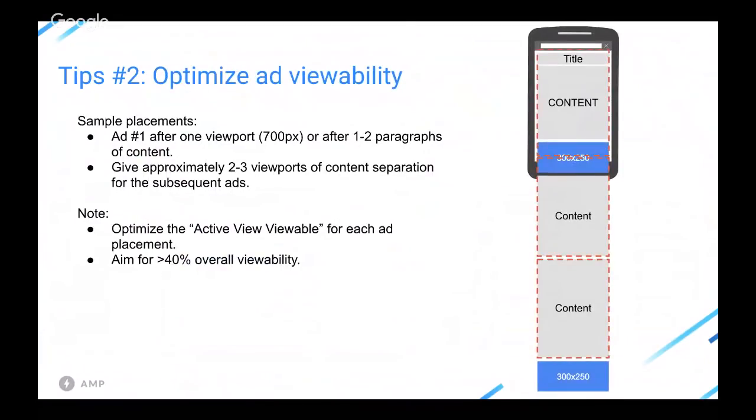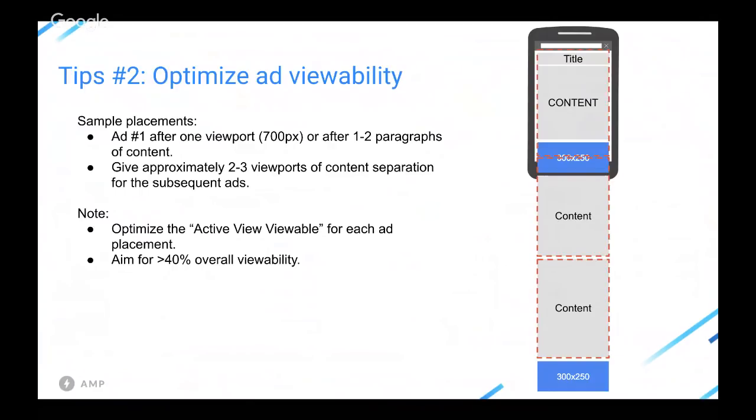Tip number 2 is optimizing the ad viewability as mentioned. So sample placements would be just as you monetize your mobile web, you can monetize your AMP the same way. Add one ad unit in the first fold. It may be after a couple of paragraphs or in the middle of the page.